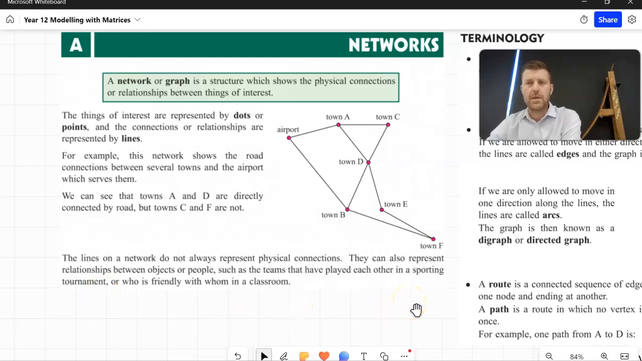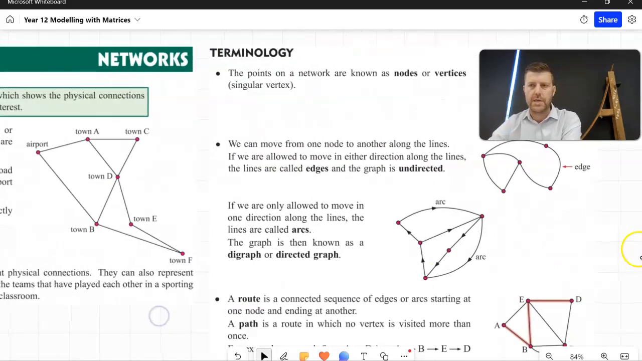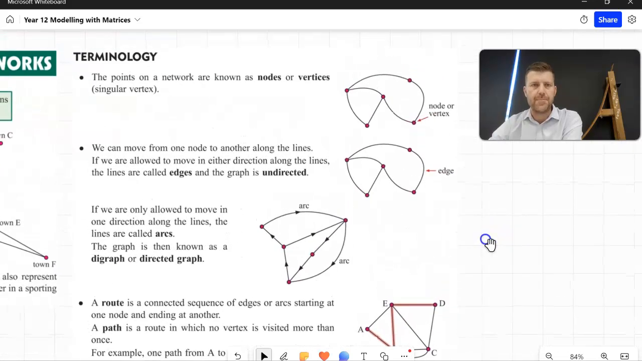So this topic that we're looking at, modeling with matrices, is actually going to be showing the connection between networks and matrices. So it's important that we understand some of the terminology around networks as well. So that's what we're going to talk about now.